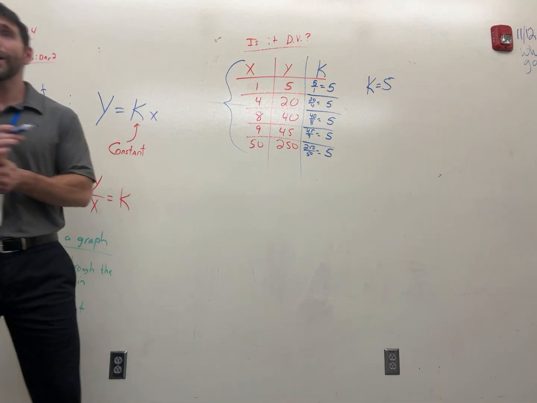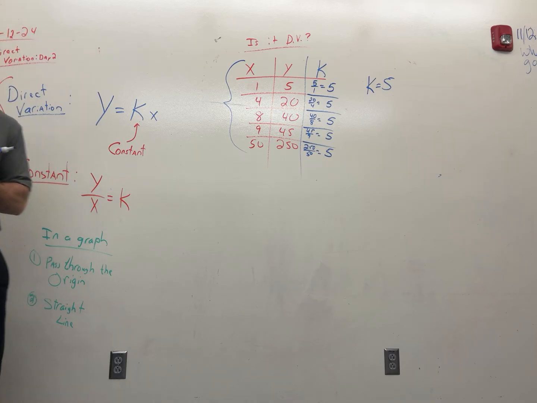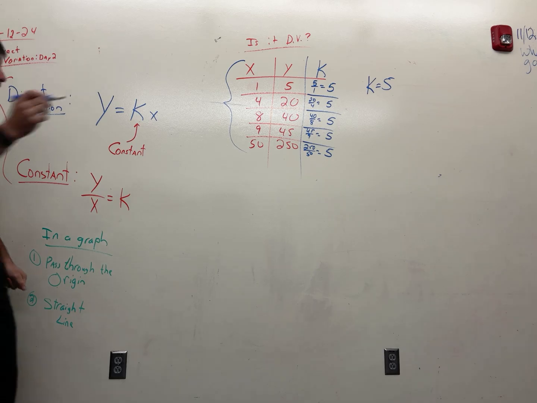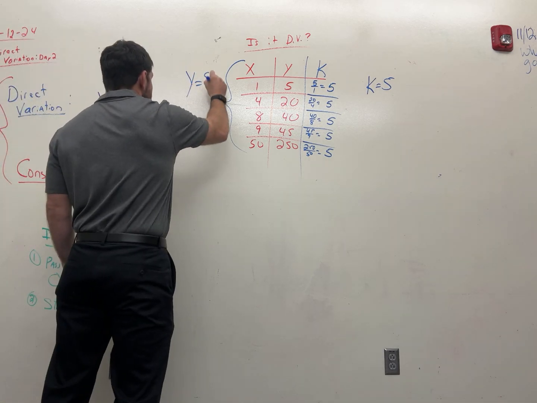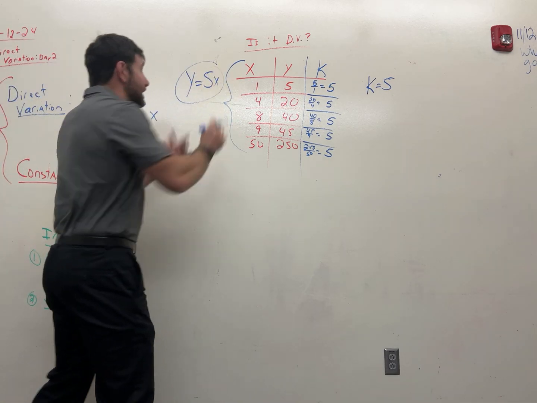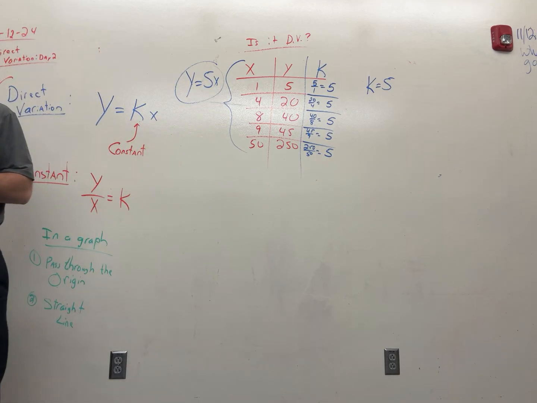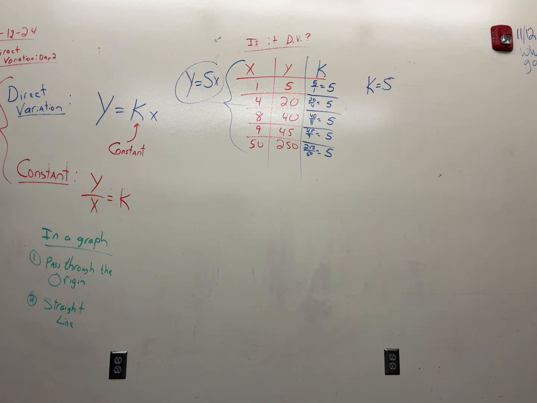What's the equation for that table, though? If we have the constant, y equals 5x. There it is. The equation is y equals 5x. Is this direct variation? Yes, because of the constant. Everybody with me? Okay. So now we're doing work on this paper.